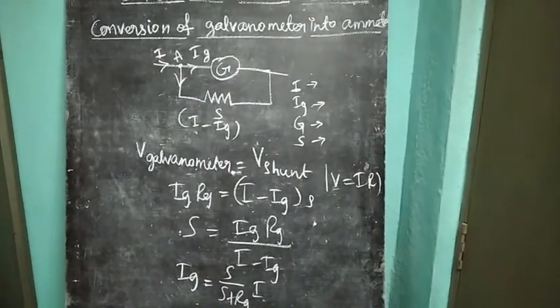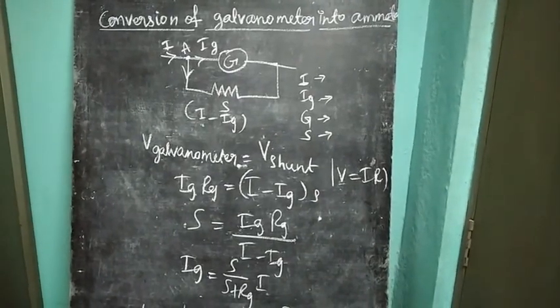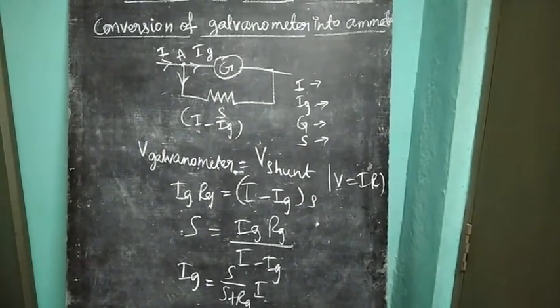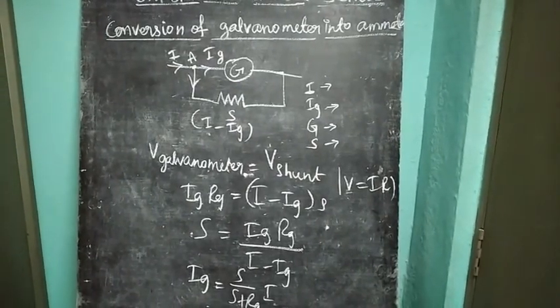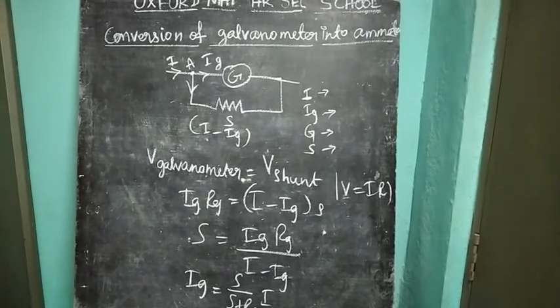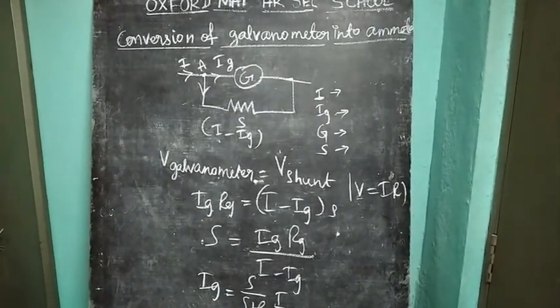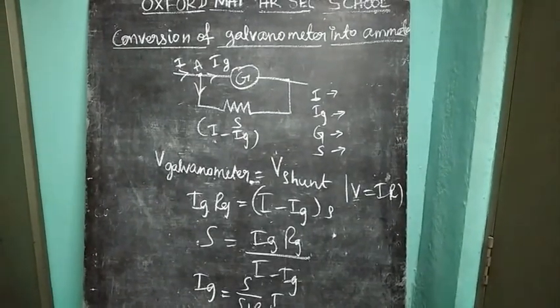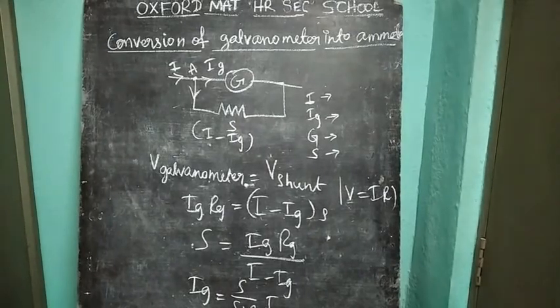So a galvanometer is used only to detect the current. But a galvanometer can be converted into an ammeter and a voltmeter, so that it can also measure the current and the potential difference. First, conversion of galvanometer into ammeter.